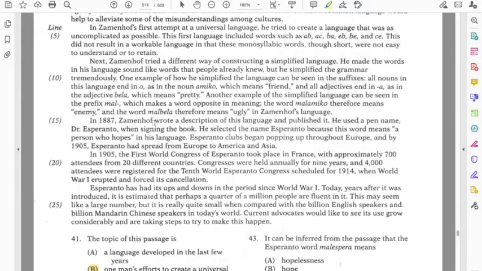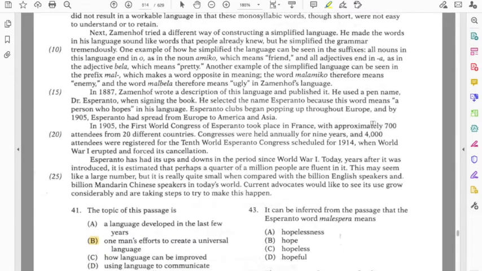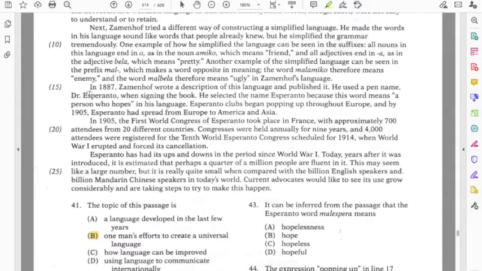In 1887, Zamenhof wrote a description of this language and published it. He used a pen name. A pen name is not his real name, otherwise known as a pseudonym. It's a name he used for fictional purposes, Dr. Esperanto. It's not his real name when signing his book. He selected the name Esperanto, so it's his pen name, because this word means a person who hopes in his language. Esperanto clubs began popping up through Europe, and by 1905, Esperanto had spread from Europe to America and Asia.